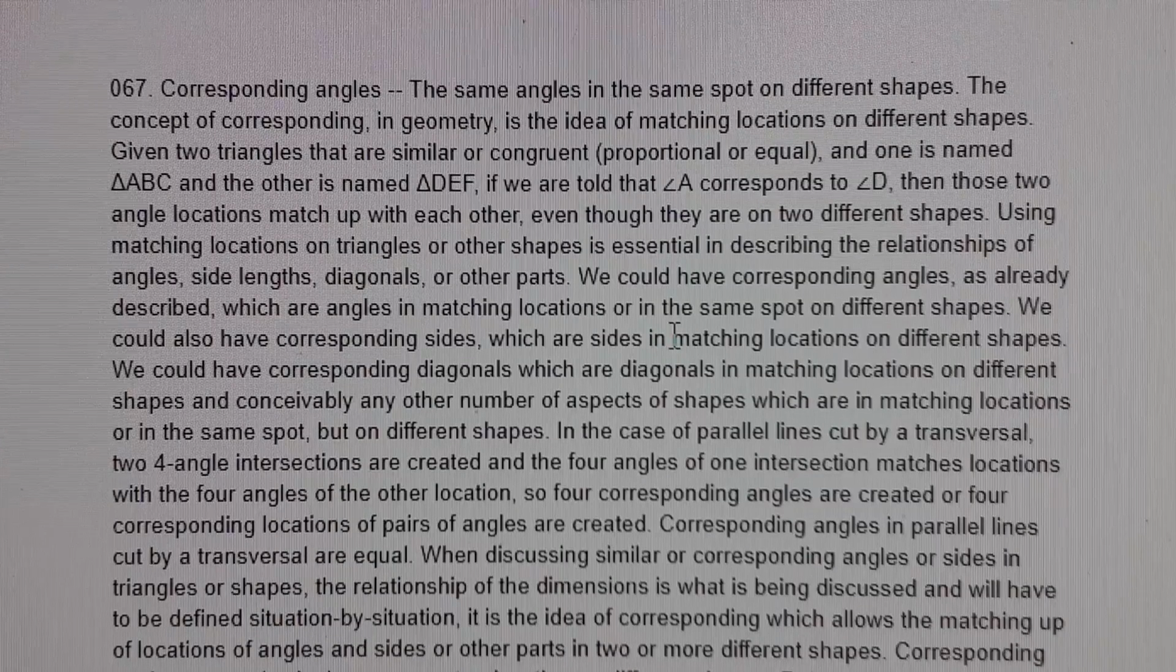Corresponding angles. The same angles in the same spot on different shapes. The concept of corresponding in geometry is the idea of matching locations on different shapes.